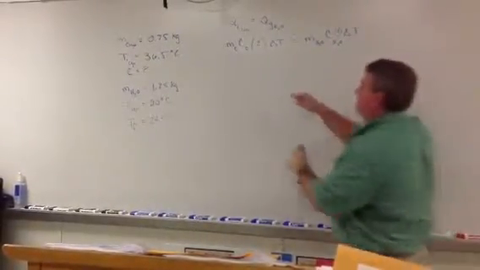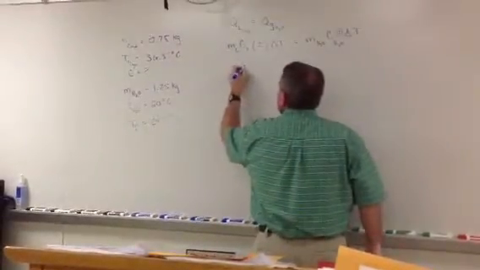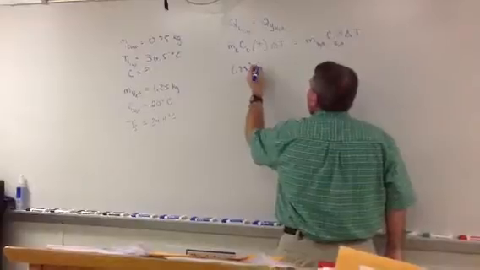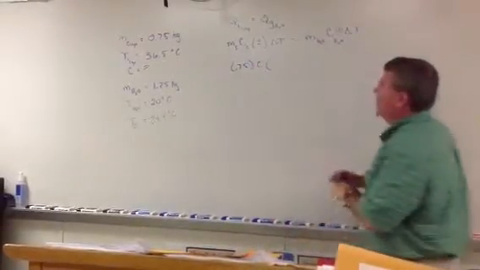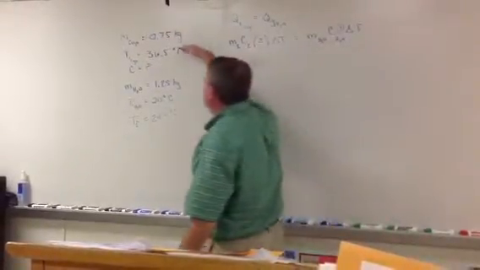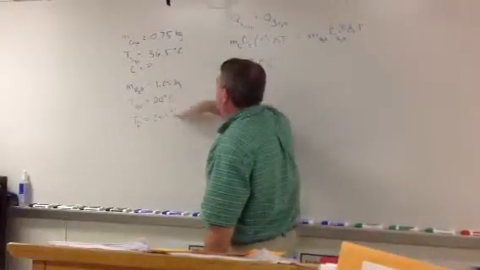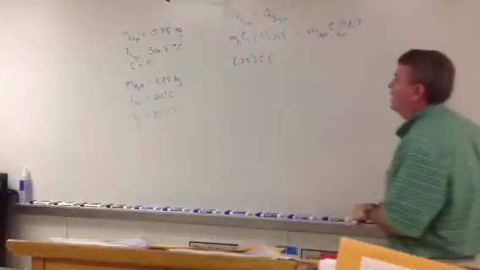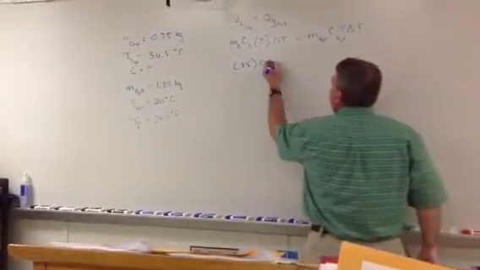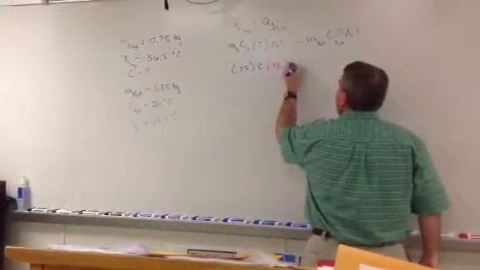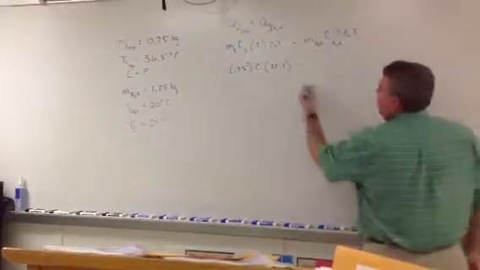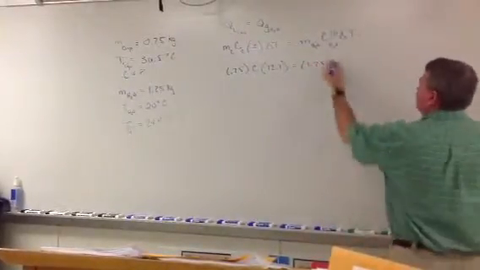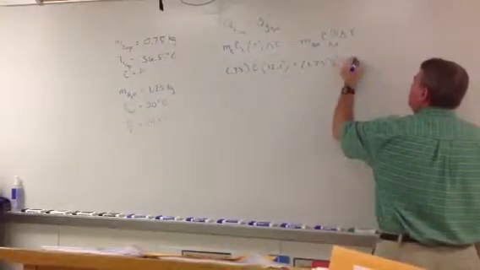Now, the mass of the cup is 0.75. The specific heat capacity for the cup, we do not know. The temperature for the cup is going to go from 36.5 to 24.4, and that's a change of 12.1. So that delta T is 12.1. The mass of the water is 1.25. Specific heat capacity for water is 4186.